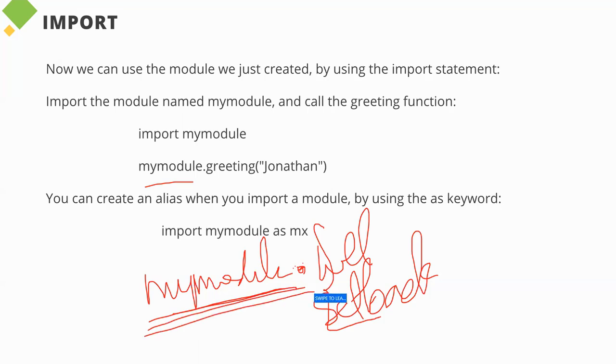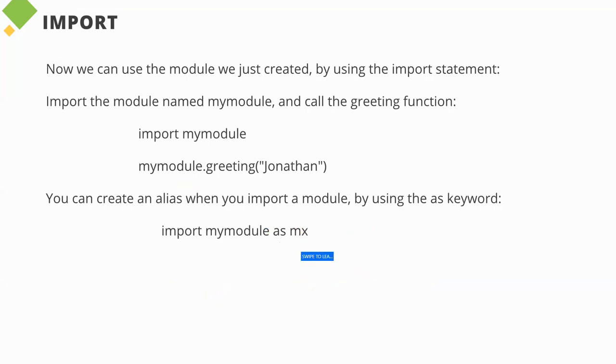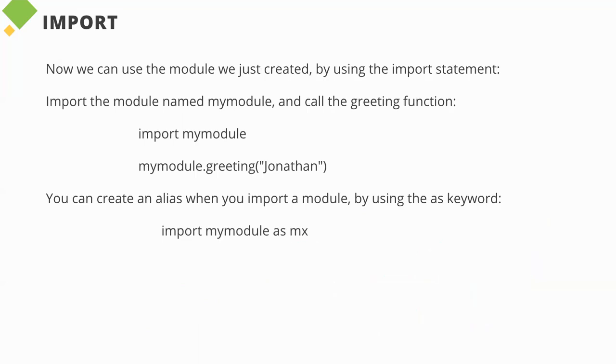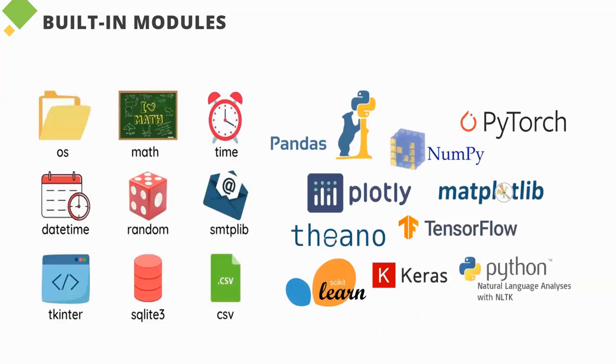I can't write my module each and every time. So I'm using an alias. I am importing my module as mx. So whenever I use it, instead of my module, I can write mx dot greeting, mx dot welcome, like this. So it helps us to create an alias, like it provides a shorthand, right?